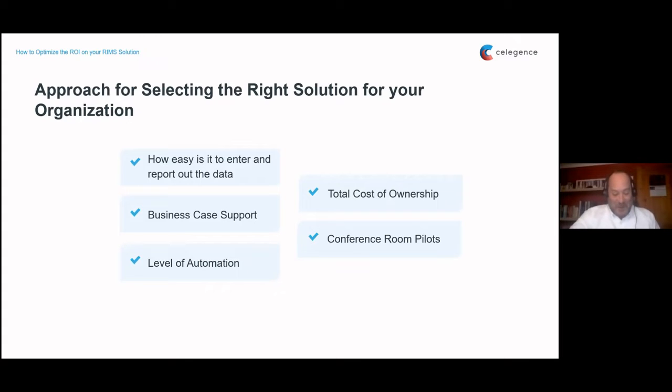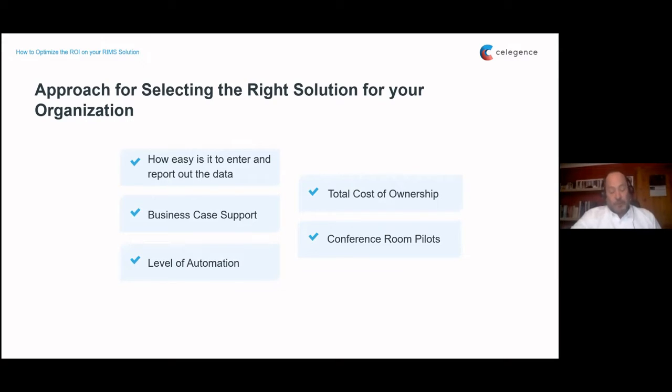As with all IT system implementations these days, we need to come up with a robust business case to demonstrate the value of the system to the organization. It's well worth speaking to the vendor to see if they have any business cases that can help you in preparing one for your own organization.